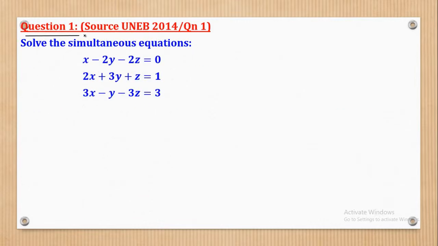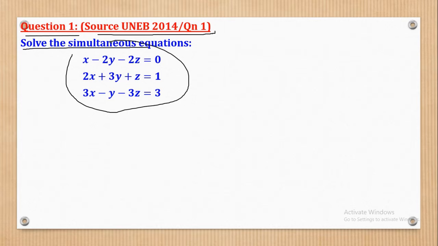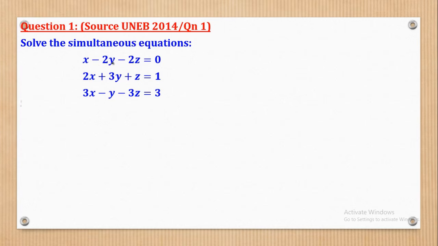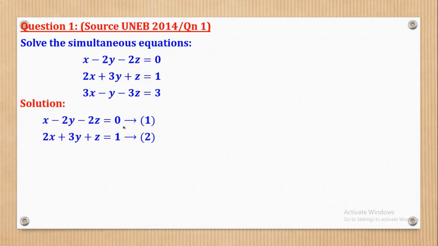Question 1 came from UNEB 2014 paper 1 question 1 and says solve the simultaneous equations. So they give you these 3 simultaneous equations. If there are 3 simultaneous equations, it implies that the unknowns are also 3. In this case we shall first label them. This will be equation 1, this will be equation 2, and this will be equation 3, as you can see them here.